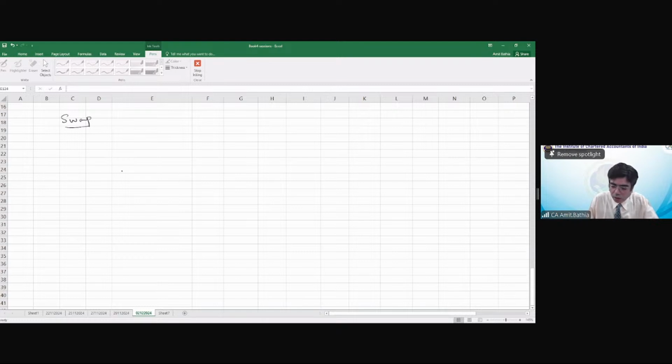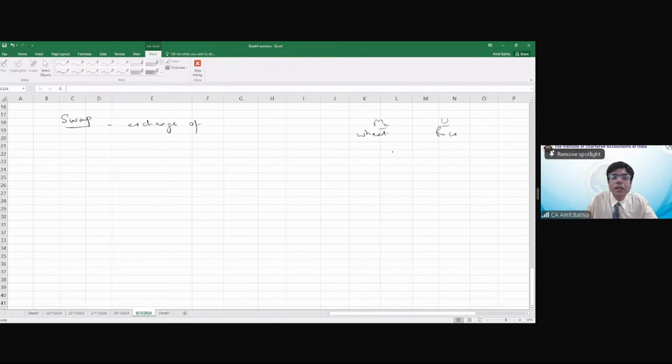What is the meaning of swap? Exchange of something, exchange of rates or currency, exchange of interest rate. Swap basically can happen for some commodities. Like you might have heard about barter trade, right? Say I am a farmer who is growing, let's say, wheat, and you have been growing rice, say for example. This is me and this is you, right?